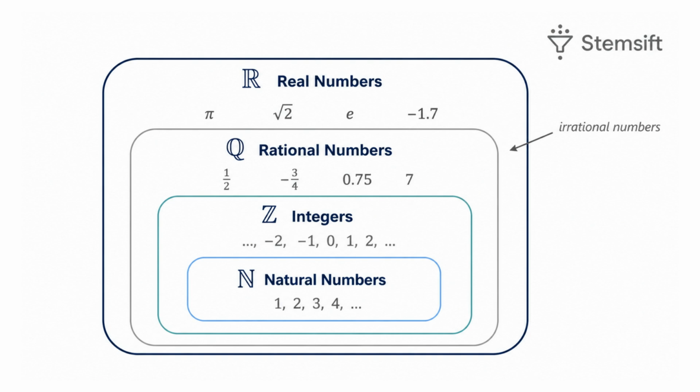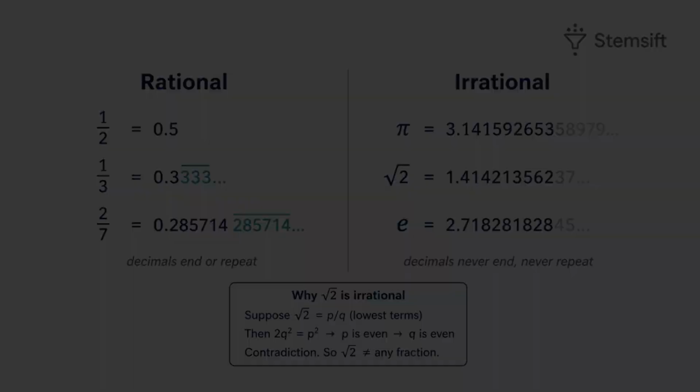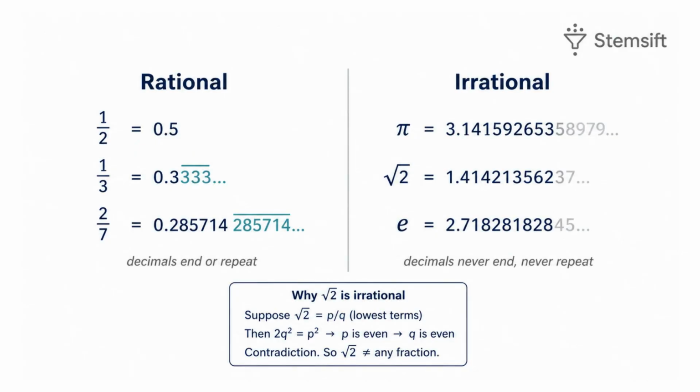But what makes irrational numbers so special? And how do we know they really can't be written as fractions? Let's take a closer look. Here's the cleanest way to tell rationals and irrationals apart. Look at their decimals. A rational number, when you write it out as a decimal, either ends or repeats. Take 1/2. That's just 0.5. Done. Take 1/3. That's 0.3333 with the 3 repeating forever.